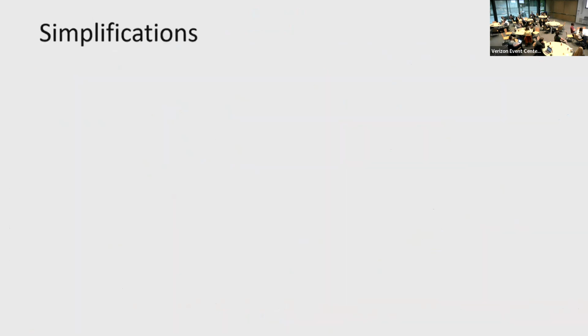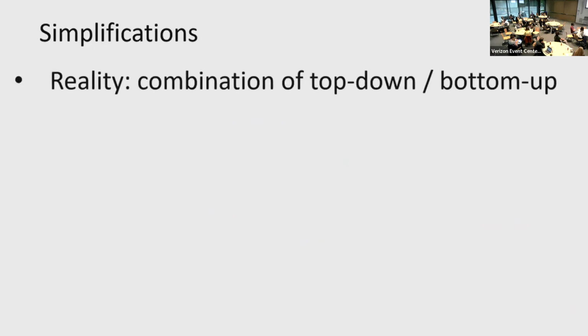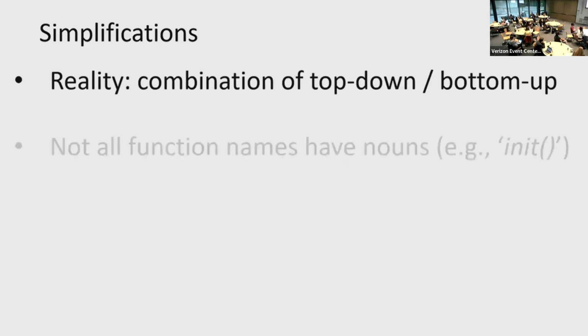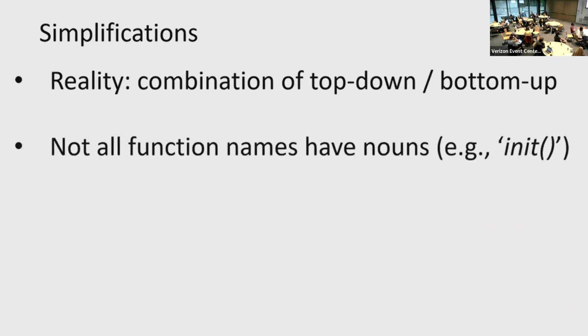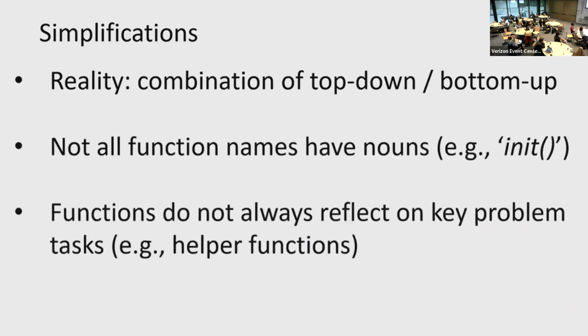The example made a few simplifications to highlight the basic concept of our method. As mentioned, novice programmers do not develop their programs using either a top-down or a bottom-up approach, but a combination of both. Moreover, not all functions use nouns. Finally, they do not always reflect on key problem tasks. For example, helper functions can also refer to nouns unrelated to the problem and must be ignored. We will address these simplifications later.